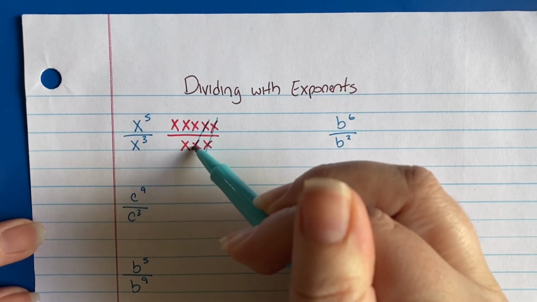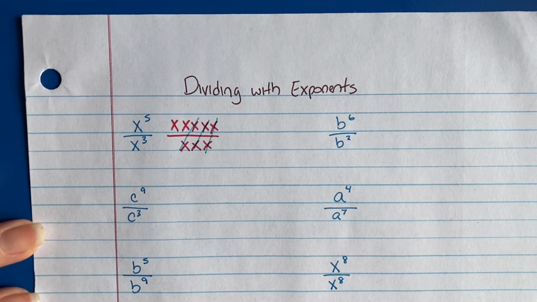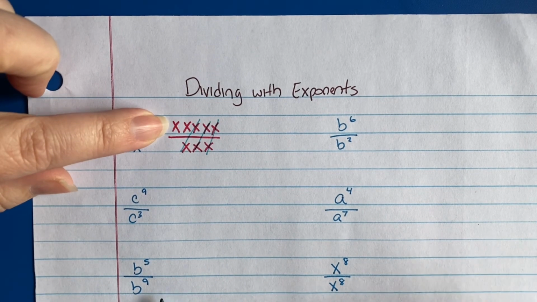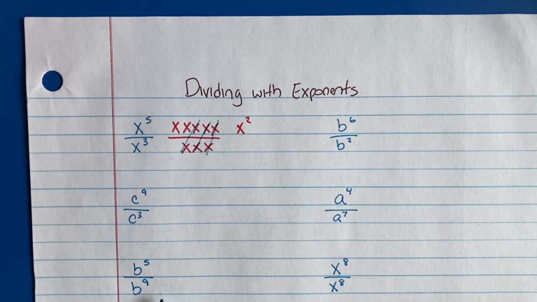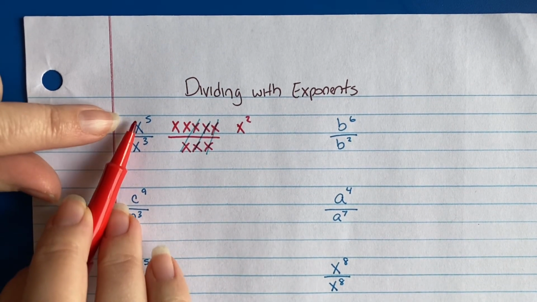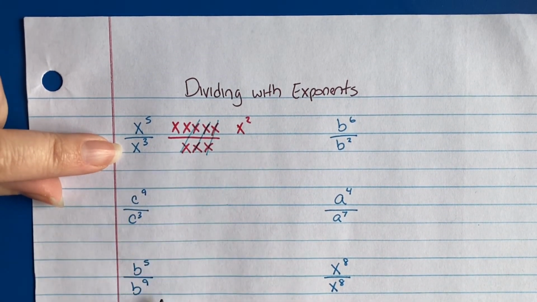So we can cancel out all 3 of the x's on the bottom, leaving us with just 2 x's on the top. So x times x would be x squared. So x to the fifth divided by x to the third would be x squared.